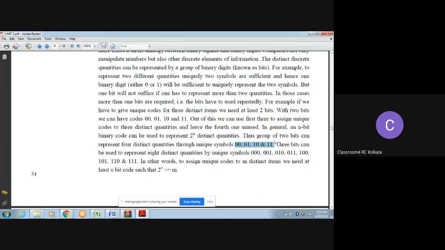That is 00 01 10 11, that means the output is 2 to the power of n. If there are 2 inputs, the output would be 2 to the power of 2, that means 4 outputs. If there are 3 inputs, A, B and C, the output is 2 to the power of 3, that means 8 outputs. The 8 outputs are 000, 001, 010, 011, 100, 101, 110 and 111.